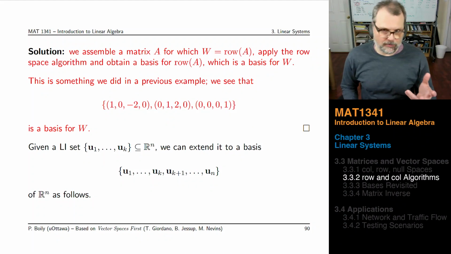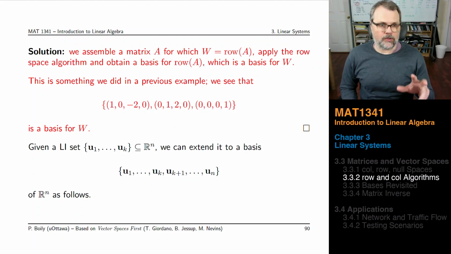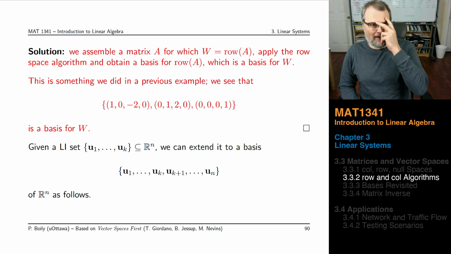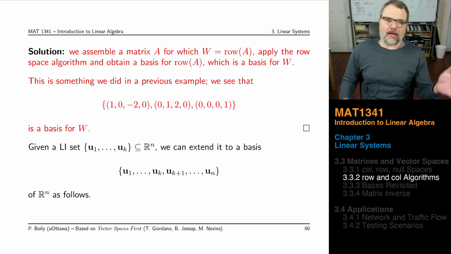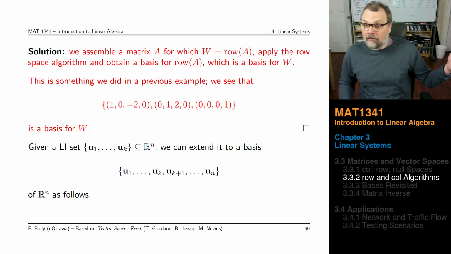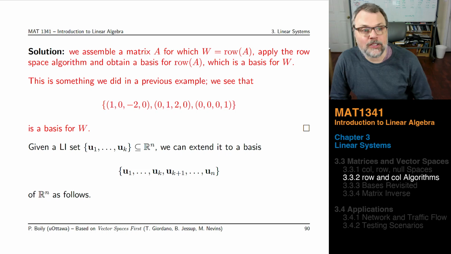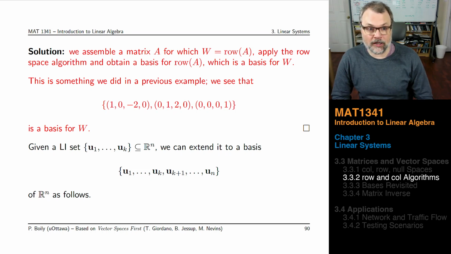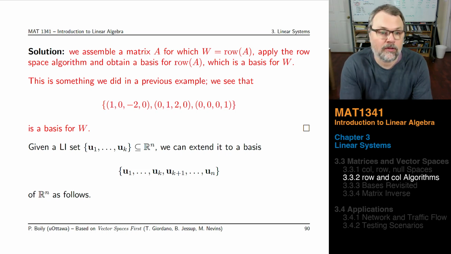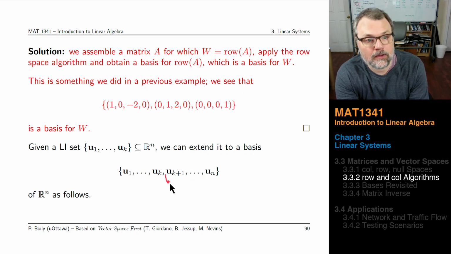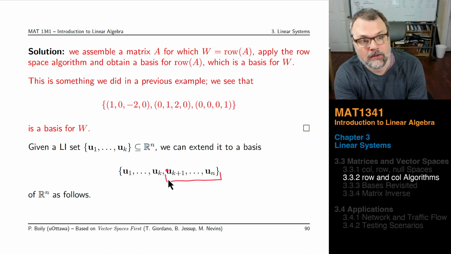The second problem that we're going to be looking into is this problem. If you have a linearly independent set of vectors, so they span some subspace here of Rn, can you extend it to a full basis of Rn? Can you come up with the missing vectors that would turn this into a basis of Rn?